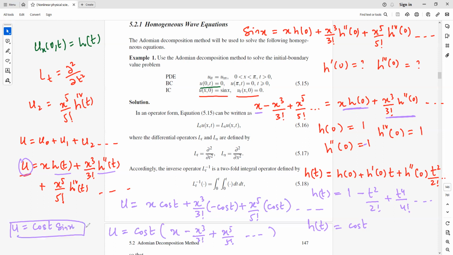Now we can simply verify the given boundary conditions and the problem. So u of x comma 0 is going to be sine x. Therefore, if we put 0 here in place of t, we are going to get sine x. Then u_t will be negative cosine t sine x. Therefore, u_t of x comma 0.